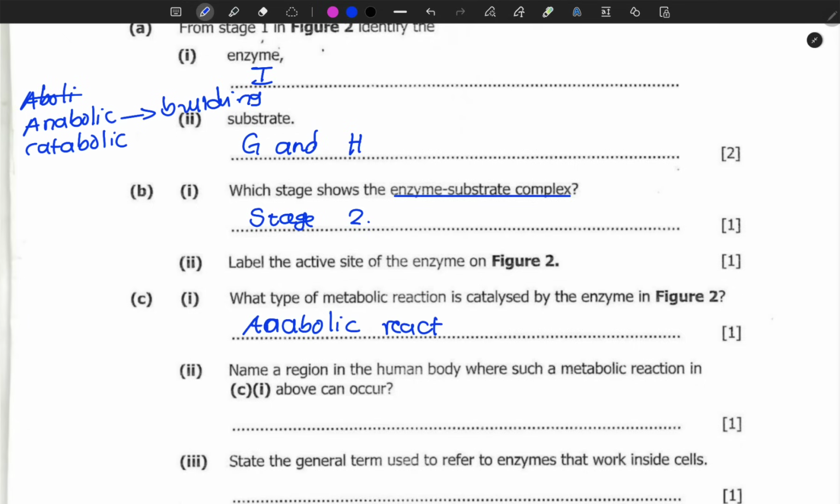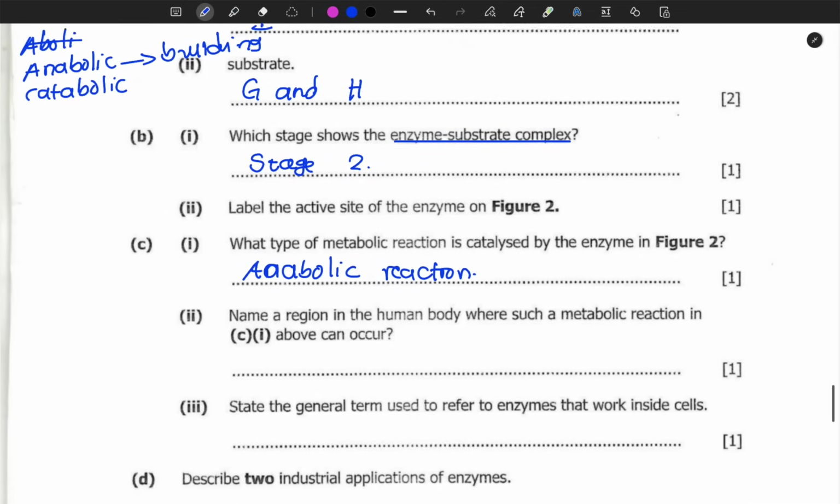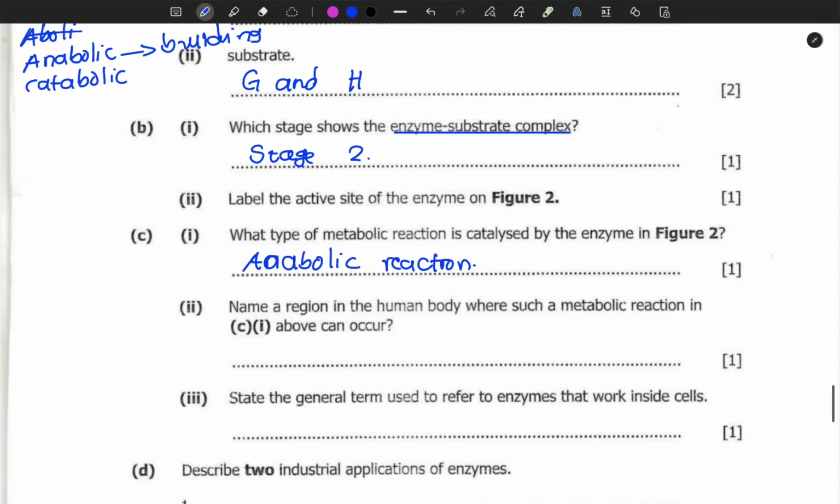So anabolic reaction. Name a region in the human body where such a metabolic reaction in C1 above can occur. Metabolic reaction can occur in organs like muscles. Okay, let's not say muscles. Let's say a liver. We are looking at organs, so a liver.